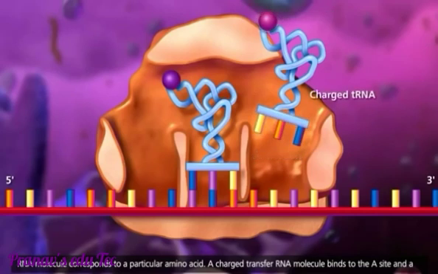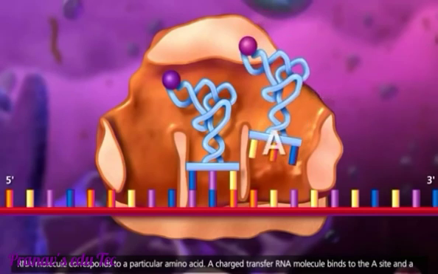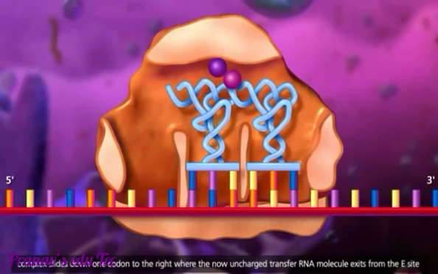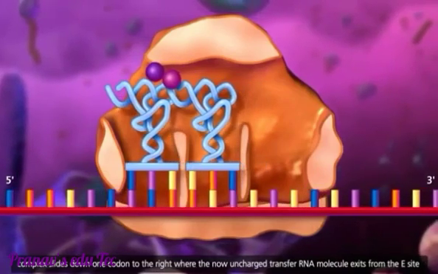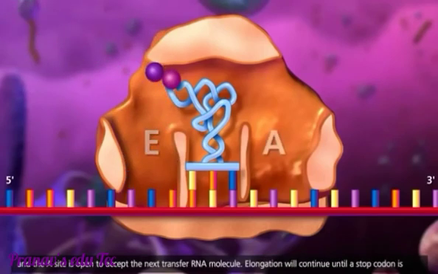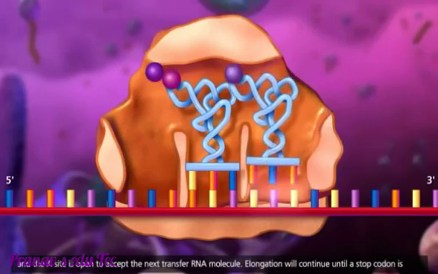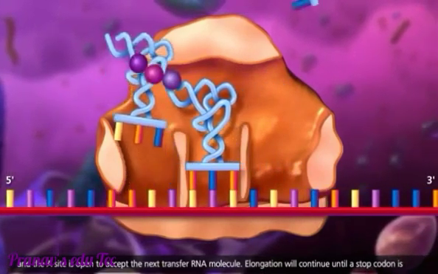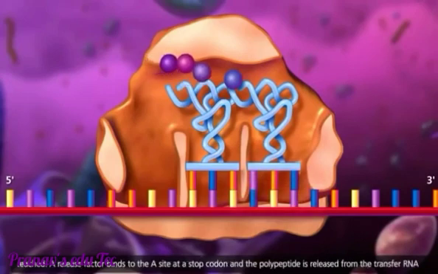A charged transfer RNA molecule binds to the A site, and a peptide bond forms between its amino acid and the one attached to the transfer RNA molecule at the P site. The complex slides down one codon to the right, where the now uncharged transfer RNA molecule exits from the E site, and the A site is open to accept the next transfer RNA molecule. Elongation will continue until a stop codon is reached.